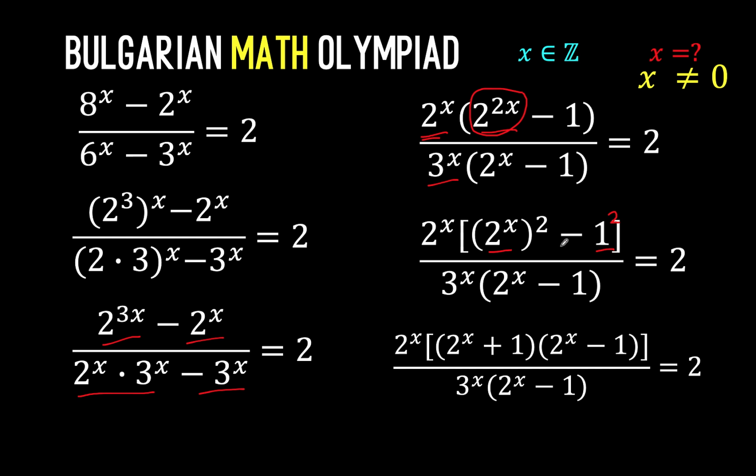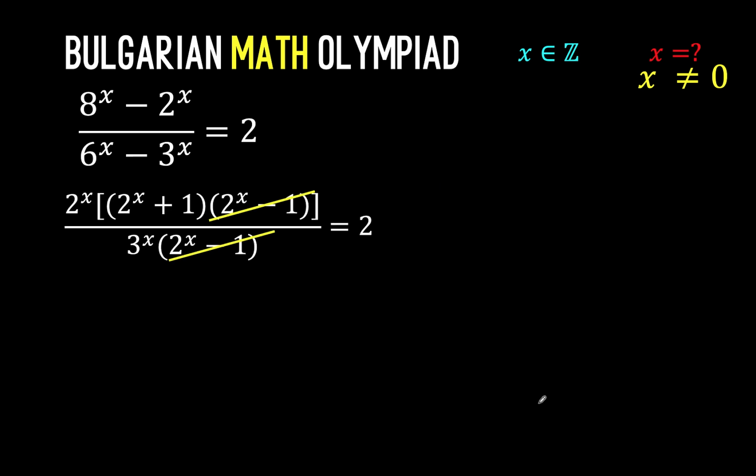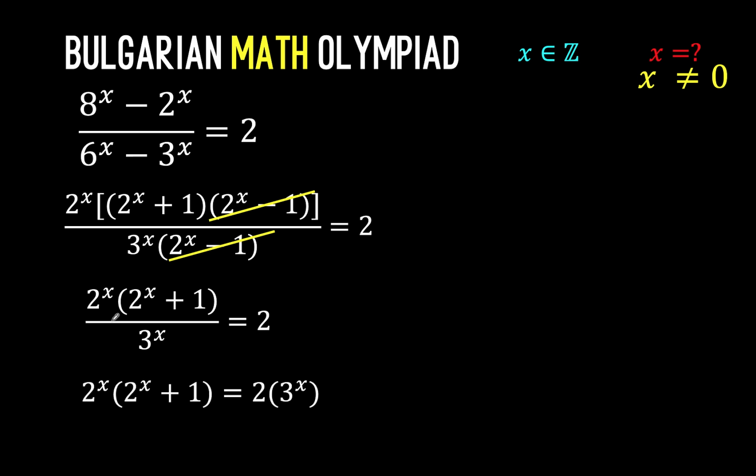The beauty of this is we can cancel out these common factors. So let's do that in the next slide. We have here common factors that we can cancel out. And so what's left is 2^x times the quantity 2^x plus 1. In the denominator, we have 3^x and we copy the right side. And cross multiplication resulted to 2^x times the quantity 2^x plus 1 equals 2 times the denominator 3^x. Now, there's a common factor of 2 here that we can divide. So let's divide by 2.